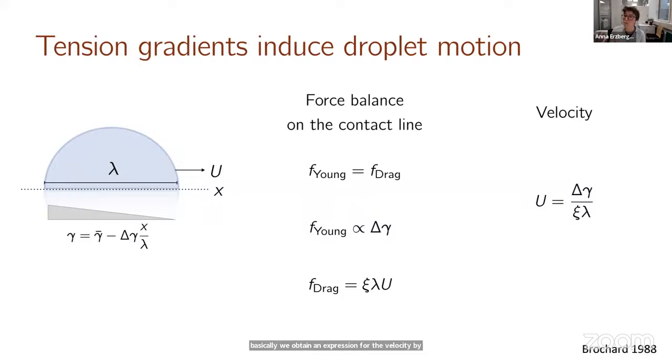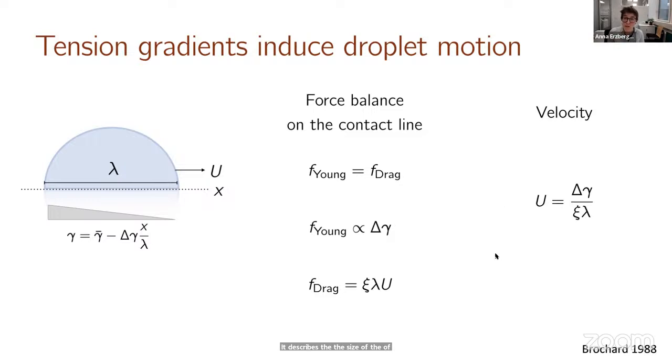So we have a driving force that is proportional to the magnitude of the gradient, delta gamma, and then we have a drag force that is proportional to the velocity with the drag coefficient lambda. Here, sorry about the symbols, it's not a, before it was a dissipative coefficient. Here it describes the size of the droplet.